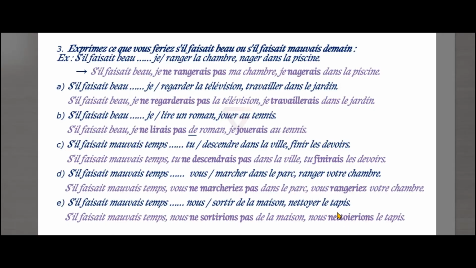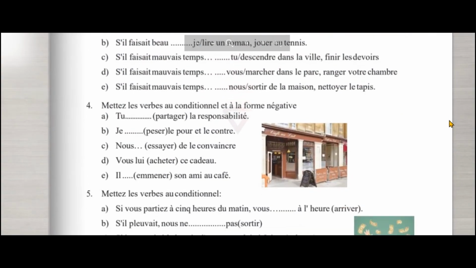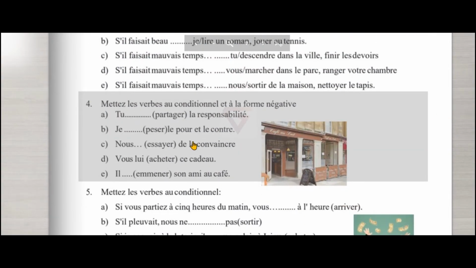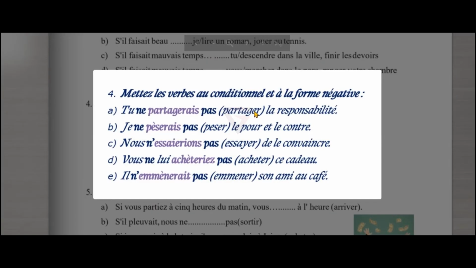All right. Let's move on to the next exercise, the fourth one, which is again simple. Again, they want you to put it in the conditional tense and in the negative form. All right. So again, here it's an ER verb, so directly putting the ending AIS for tu and put ne before the verb, PAS after the verb. Again, here it's an ER verb, directly add the ending AIS for je, and we are putting it in the negative again. Again, here it's an ER verb, so directly you can add the ending IONS for nous.